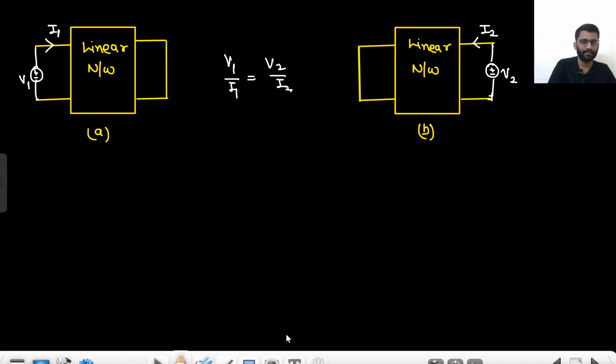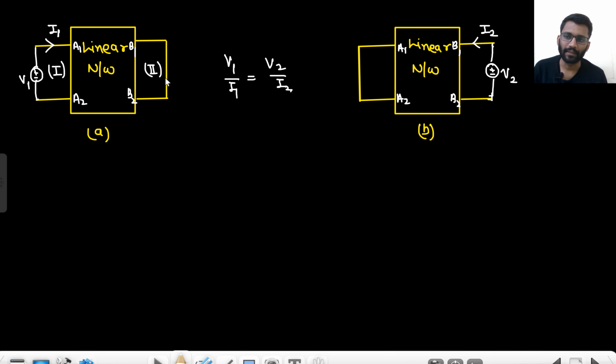What do you think? Linear network, I need to define the nodes as well. I'm calling this A1, A2 and B1, B2. This is my A1, A2 and B1, B2. This is my port 1, this is my port 2. I am calling this port 1 and this port 2, and similarly this is port 1 and this is my port 2.